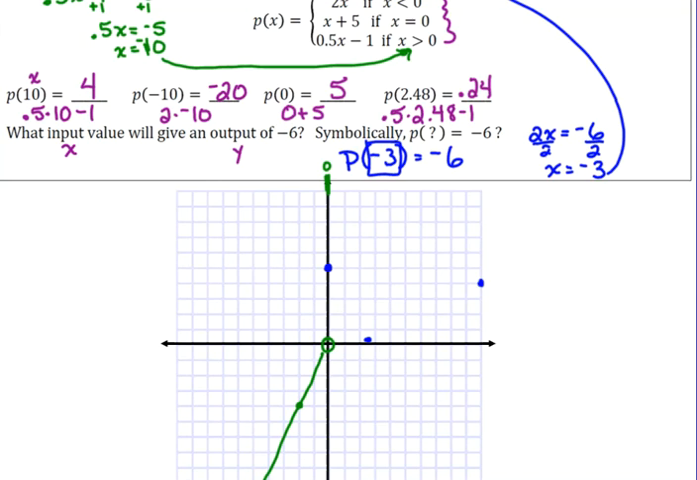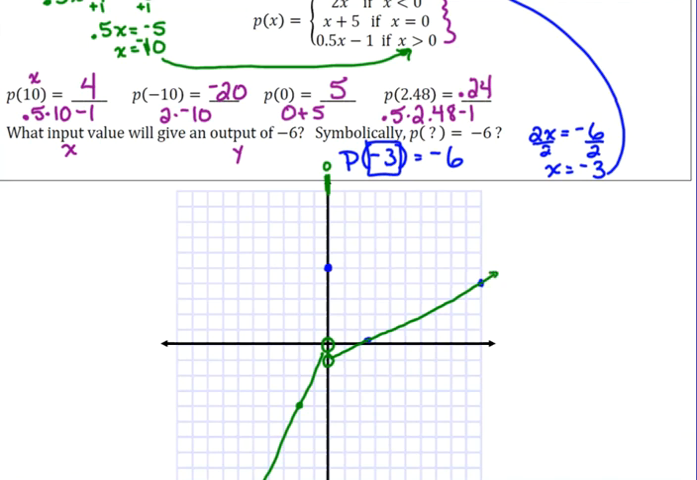0.5 times 0, 0, minus 1. So that's negative 1. So I have an open circle at 0, negative 1, because it didn't have an equal to. It was just greater than. It doesn't have an equal to, so I put an open circle right there. And then I have those other 2 points. So I'm just going to draw my line through those other 2 points that I already have there.